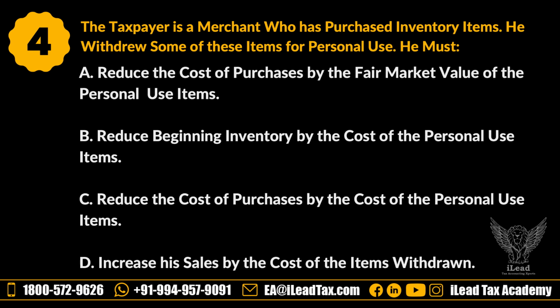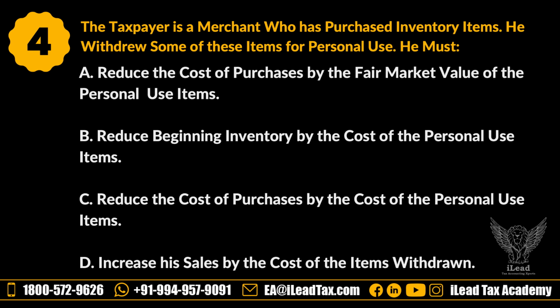So option A is wrong. Option B, reducing beginning inventory by the cost of personal use item, is not the correct approach. Personal use items are not considered part of inventory and should not affect the calculation of beginning inventory. So option B is wrong. Option D is also wrong because withdrawing items for personal use does not increase sales. It reduces inventory and may have tax implications, but it doesn't directly impact sales. So option D is also wrong.